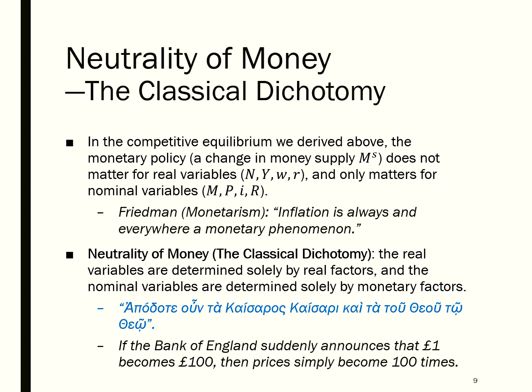The only link between the real side and the nominal side is through the Fisher equation, where big R and little r are connected by inflation. But inflation is just a nominal phenomenon anyway, so it still cannot affect the real side. Give you an example. If the Bank of England suddenly announces that £1 is now £100, then the only effect is that prices will just be 100 times higher, with no real effect on how people make decisions.